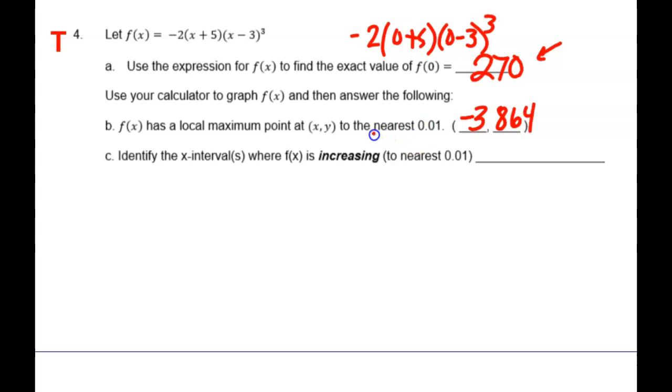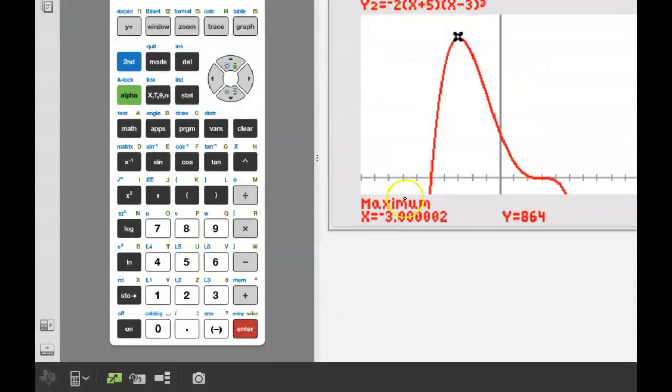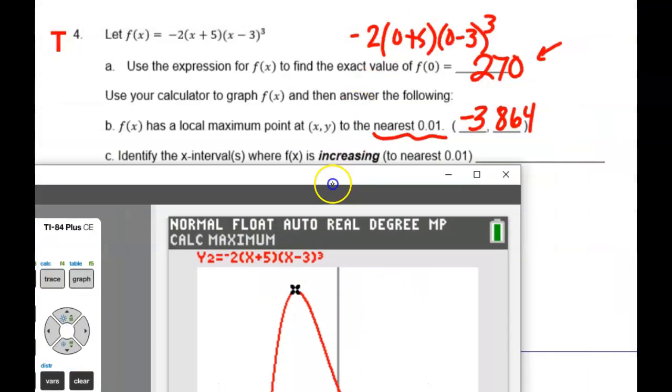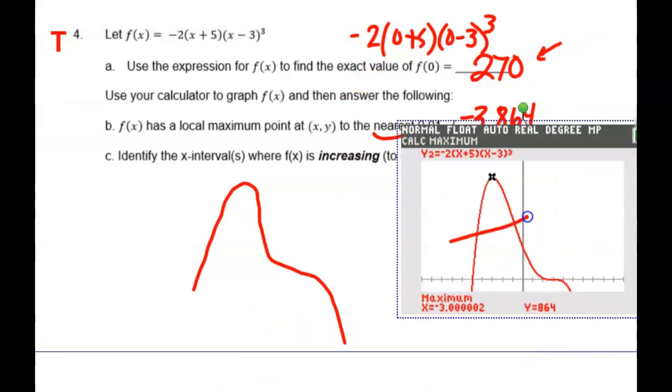This one did not require any rounding, really. And then it says identify where it's increasing. Well, the picture looked like, oh, this is probably really bad, but something like that. Yes, it went up and then it had like a little cubic shape over here. I could drag this onto the screen so it was not so ridiculous of a picture.